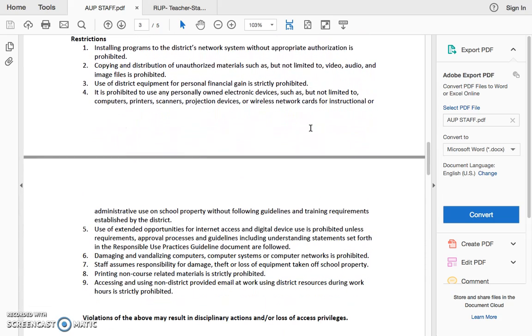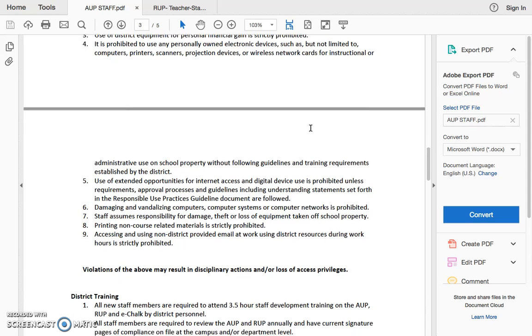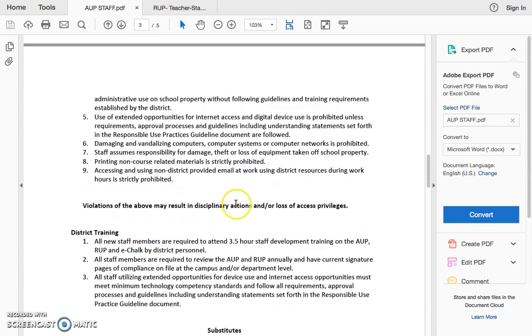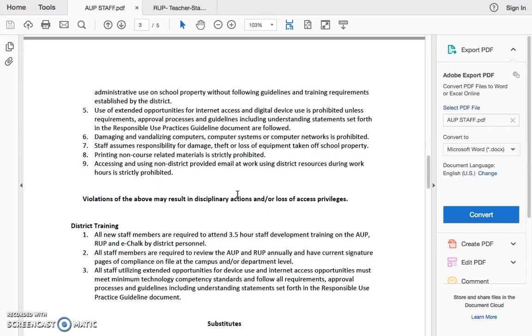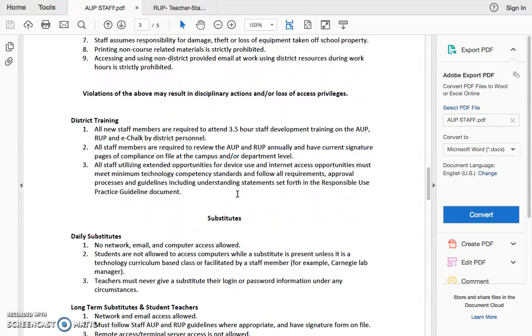The next section is restrictions. Programs may not be installed in the district's network without appropriate authorization. Video, audio, and image files cannot be copied or distributed if they are unauthorized. District equipment may not be used for financial gain. And the rest of the section just overviews other ideas such as printing non-instructional appropriate work. This may include business paperwork. Violations of the above may result in disciplinary action or loss of access privileges.